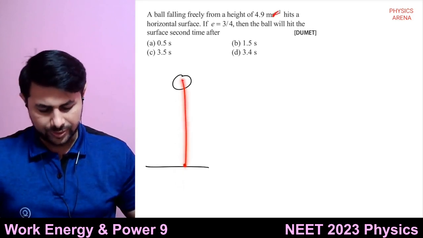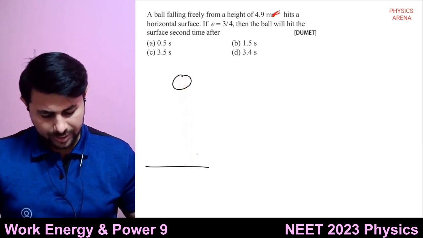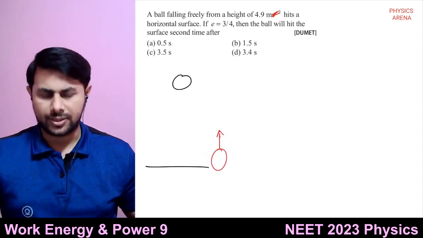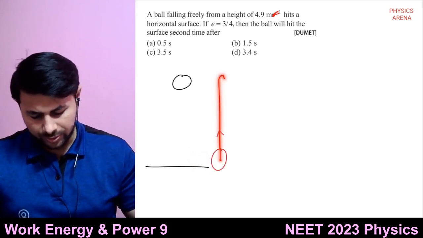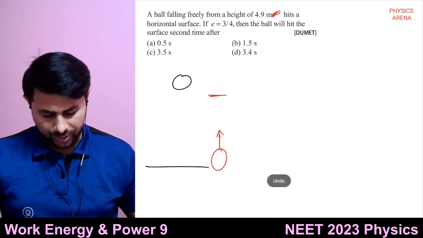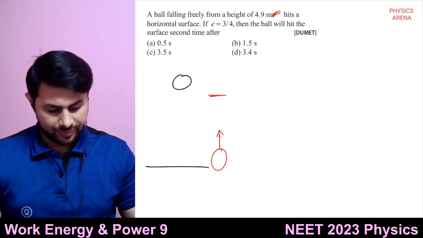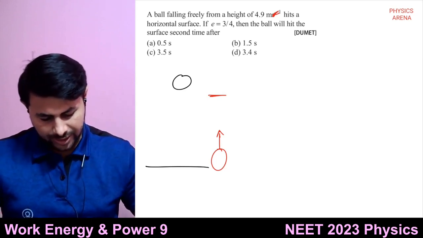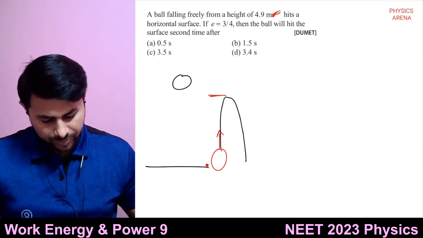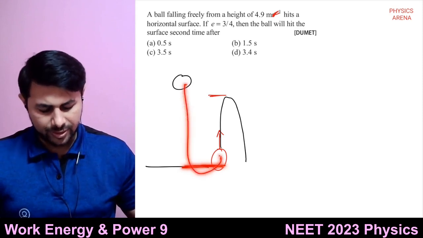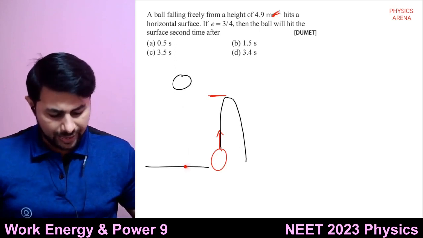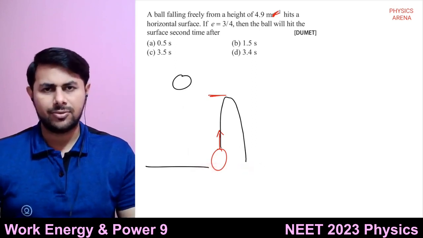So it hits the ground with some velocity, then it will rebound with some velocity. It rebounds and goes to some height, let's suppose this much height, because its speed has decreased. And again it comes back. So this is the first time it hits the ground, then after some time it will hit the ground again. The time between this first collision and second collision is what we want to find out.